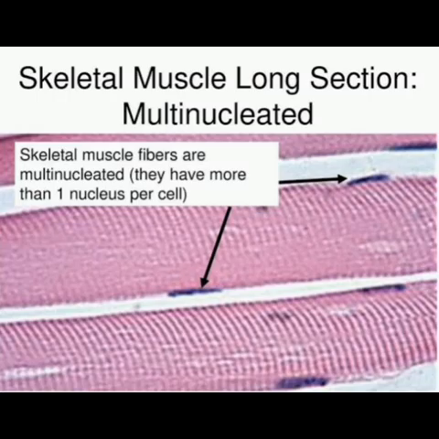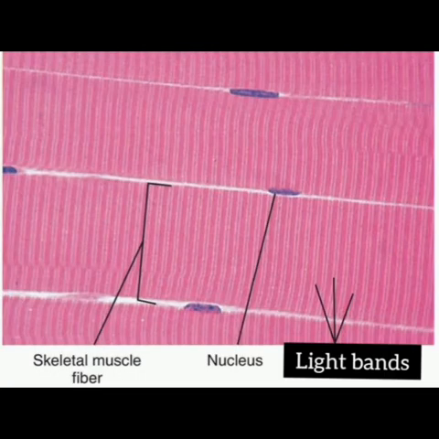What is the shape of these muscle cells? They are cylindrical. How many nucleus do these cells have? Yes, they have more than one nucleus, means these cells are multinucleated. Is one muscle fiber connected to the other? No. It means these muscle cells are unbranched.